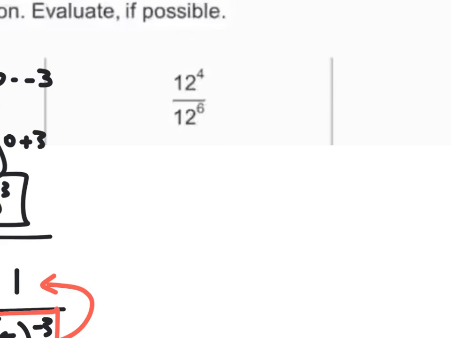Now, ooh, I like this one. So let's do this. Let's use our rule here, and we're going to talk more about something like this.